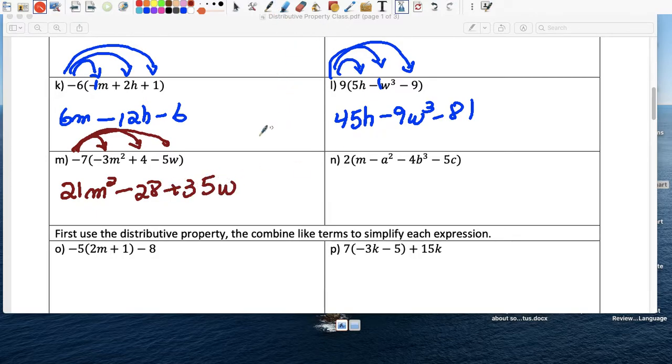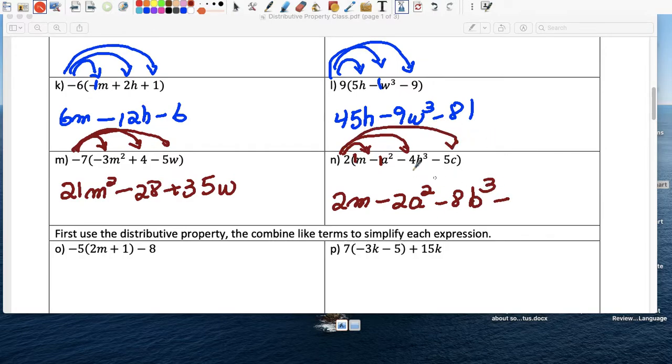Two times m, there's a 1 here. I'll put a 1. There's a 1 here. I'll put a 1. So 2 times 1 is 2, or 2m. Negative times a positive is a negative. 2 times 1 again is 2. Don't forget the a squared. Positive times negative 4 is negative 8, b cubed. And positive times a negative here is a negative, and 2 times 5 is 10c.